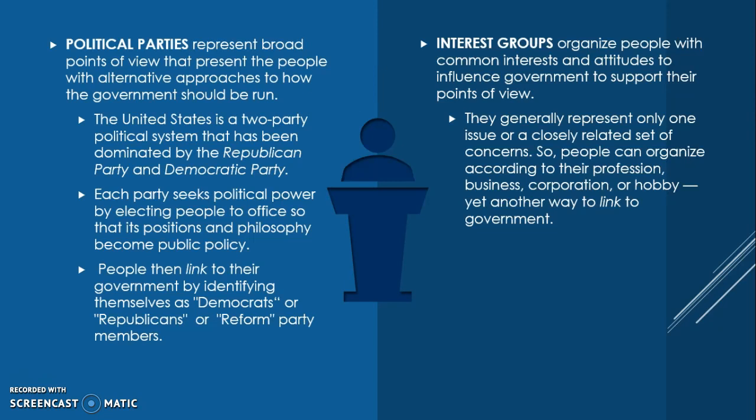Political parties represent broad points of view that present the people with alternative approaches to how the government should be run. The United States is a two-party political system that has been dominated by the Republican Party and the Democratic Party. Each party seeks political power by electing people to office, so its positions and philosophy become public policy. People then link to their government by identifying themselves as Democrats or Republicans or Reform Party members, for example.